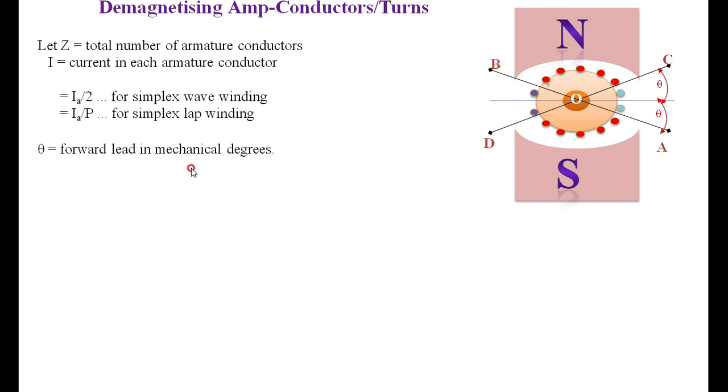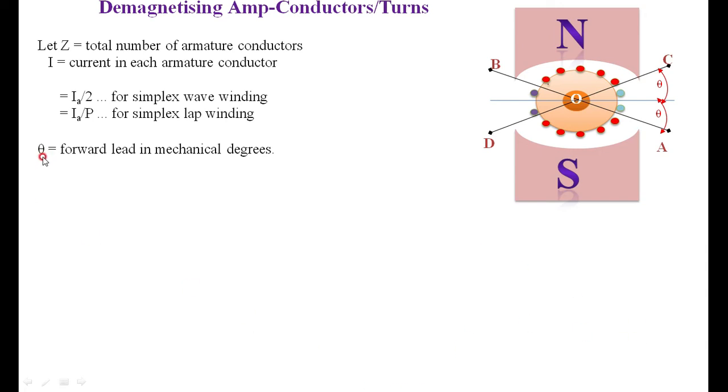Then theta is the forward lead in mechanical degrees. Because of the armature reaction effect, there is a shifting of the magnetic neutral plane. In this case, in the two-pole machine, it is theta. Therefore, theta is the forward lead, measured in mechanical degrees. Sometimes the questions ask for electrical degrees, and how to convert electrical degrees into mechanical degrees, I will show at the end of this session.